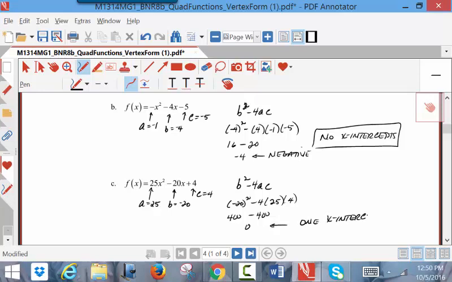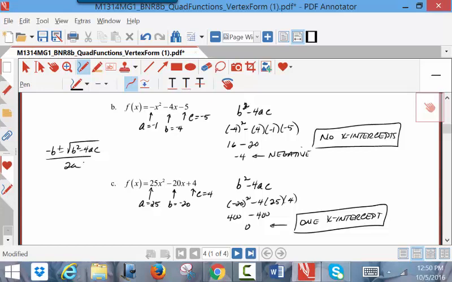Anybody ever heard of this B squared minus 4AC? Does that sound familiar at all? Yeah. The quadratic formula, right? This is coming from the quadratic formula, because if you remember, the quadratic formula was negative b plus or minus the square root of B squared minus 4AC over 2A. So this B squared minus 4AC is what's going underneath the square root.